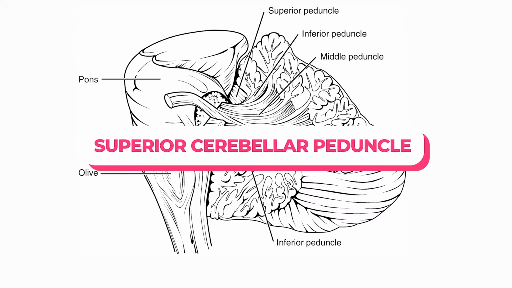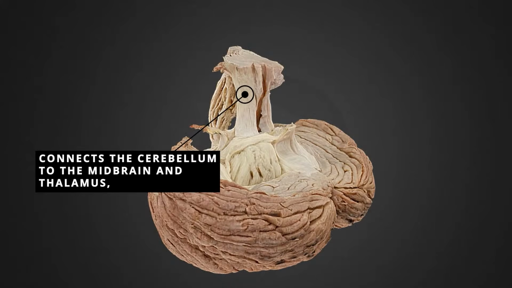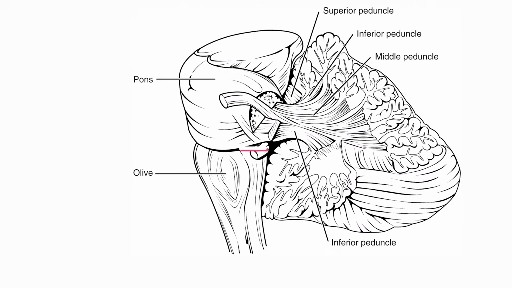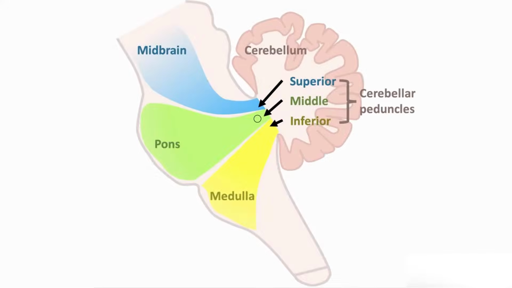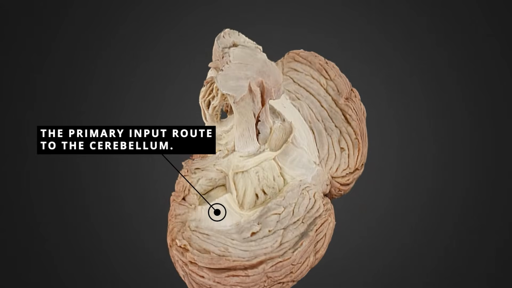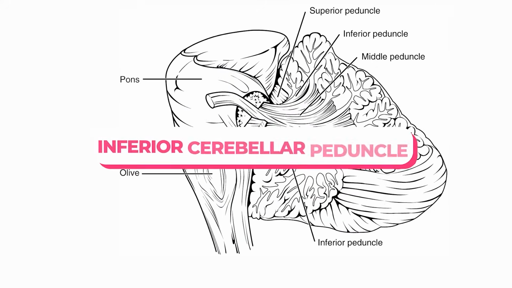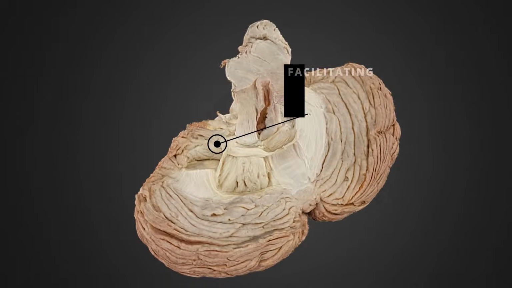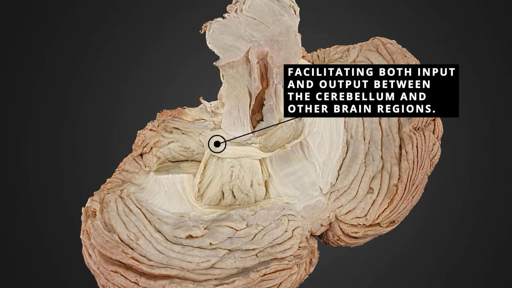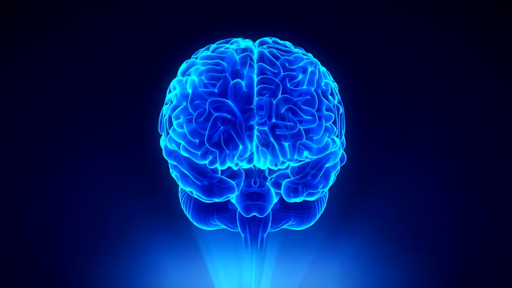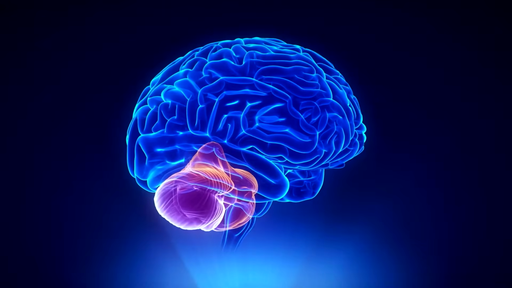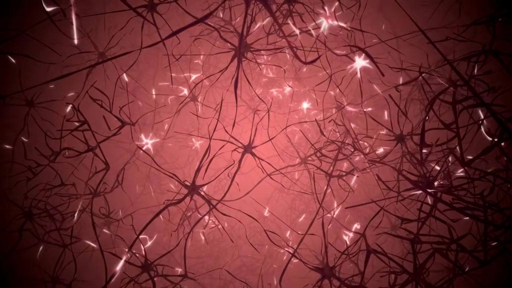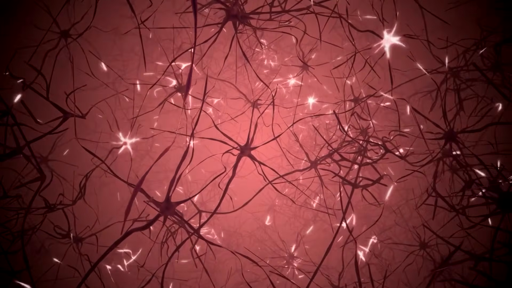Superior cerebellar peduncle. Connects the cerebellum to the midbrain and thalamus, primarily carrying output from the cerebellum to other brain regions. Middle cerebellar peduncle. Connects the cerebellum to the pons and is the primary input route to the cerebellum. Inferior cerebellar peduncle. Connects the cerebellum to the medulla oblongata, facilitating both input and output between the cerebellum and other brain regions. Despite the cerebellum's smaller size compared to the cerebrum, the cerebellum contains more neurons and plays a crucial role in a variety of tasks, ensuring they are executed with precision and grace.